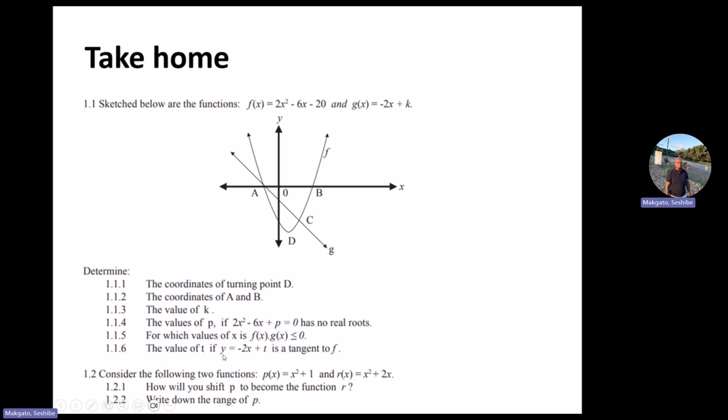So the value of t, if this is a tangent. So what is a tangent? A tangent is normally a line that touches a parabolic function once. So when they touch, they are equal. If they are equal, then what you do is you equate the two, and you actually solve. When they touch, they are equal. You solve this one and this one simultaneously, and then you find the value of t. So that is how we'll be able to look at it.